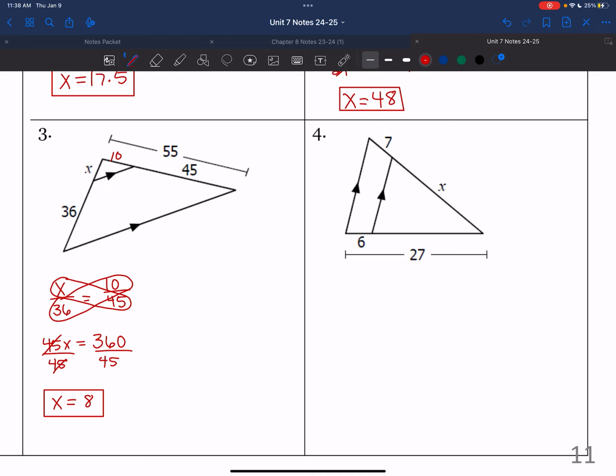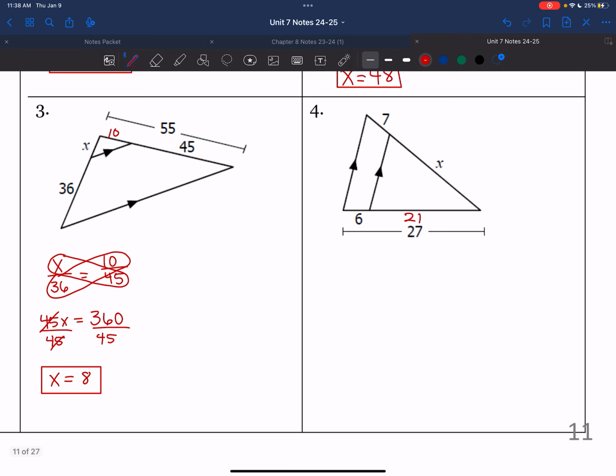And again, on question 4 here, they give us a whole thing is 27. This little part is 6, so 27 minus 6 gives me 21. And then I can set it up just like the rest of them. So I'm going to have X over 7 equals 21 over 6.